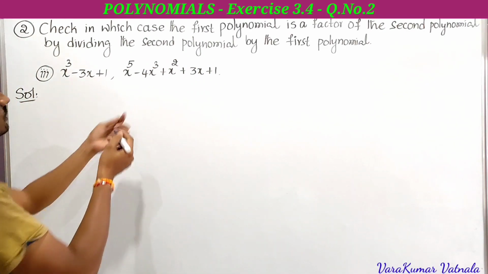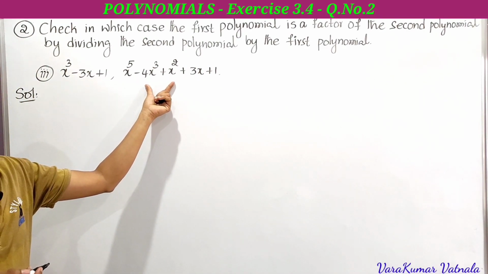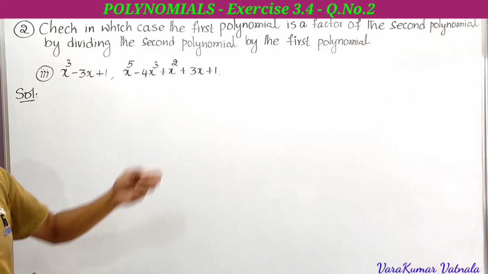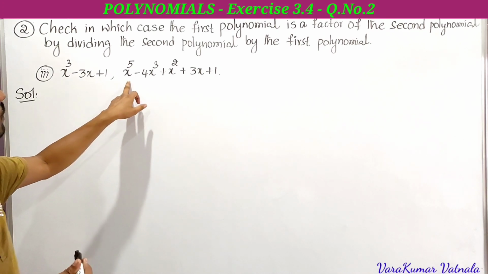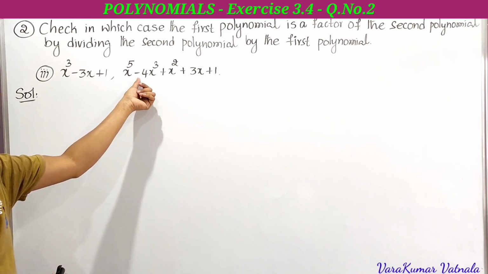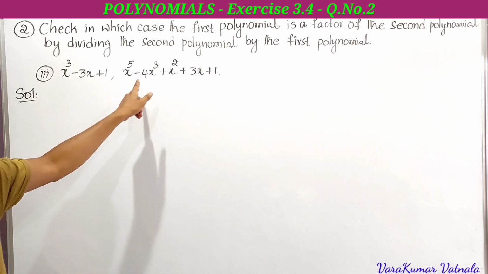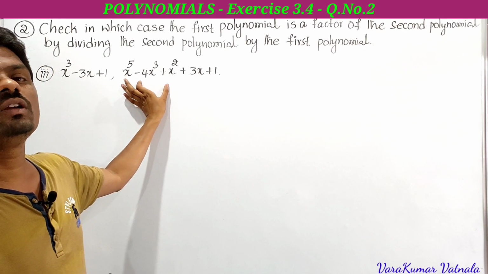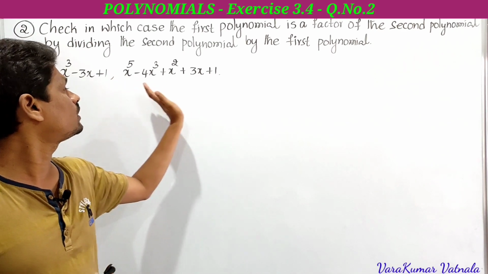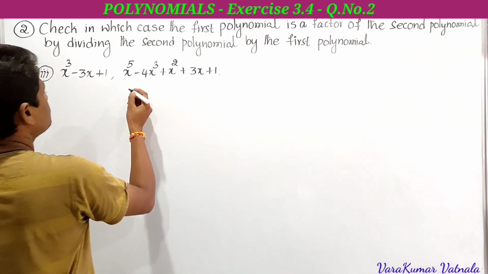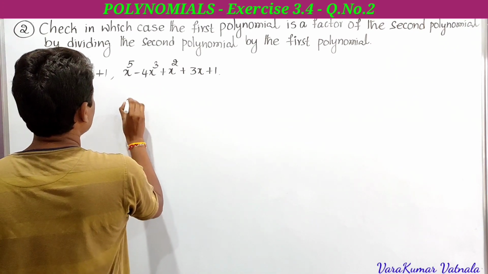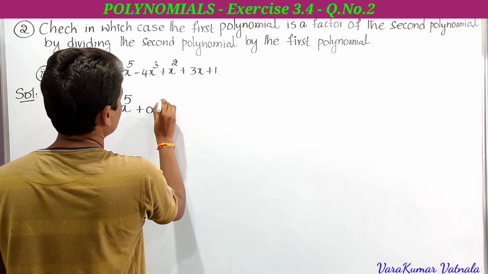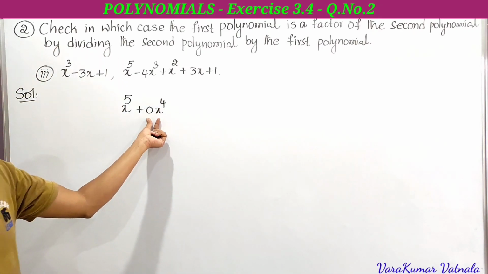First write the second polynomial as the dividend and the first polynomial as the divisor. But here, x to the power 5 minus 4x cube is there. There is no x to the power 4 term in the second polynomial. The dividend must have each and every term to do the division. So see here, after x to the power 5, there is no x to the power 4 term, but I am writing it as 0 into x to the power 4. This is very important, you have to remember.